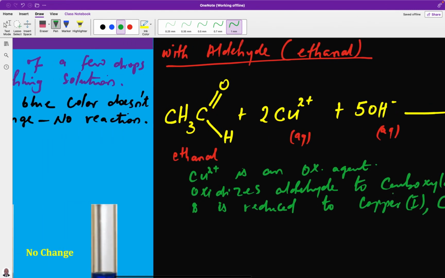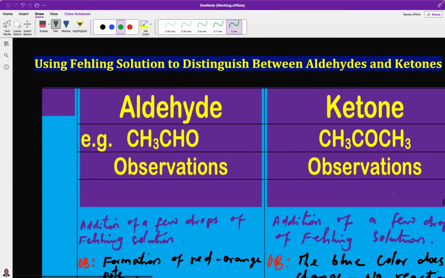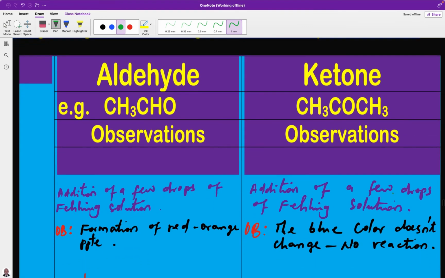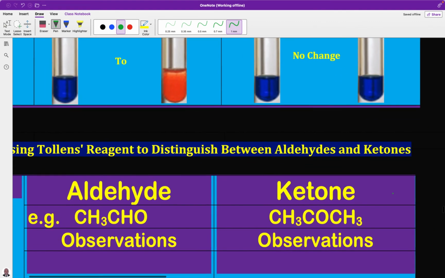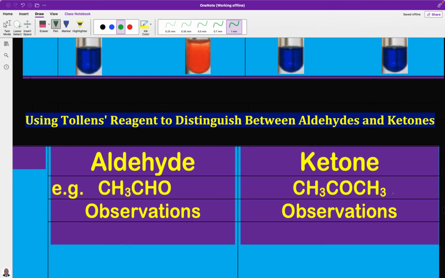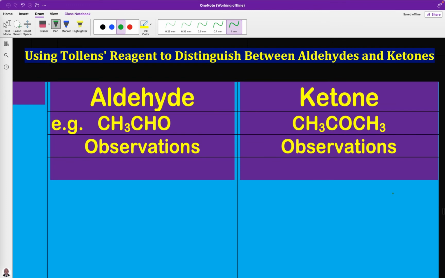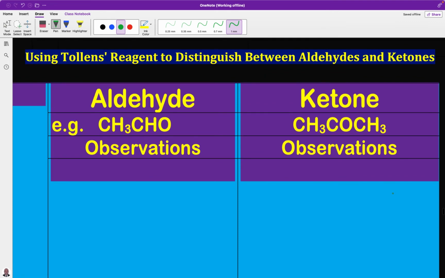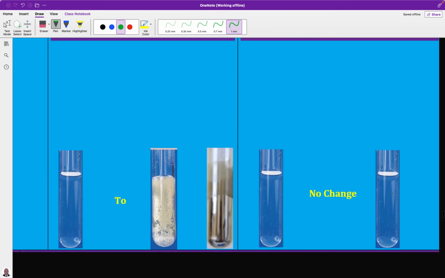We will go now to the second test. We have used Fehling solution. The second test will use Tollens reagent to distinguish between aldehyde and a ketone. We will still be using the same example, ethanol and acetone. You will see the results.